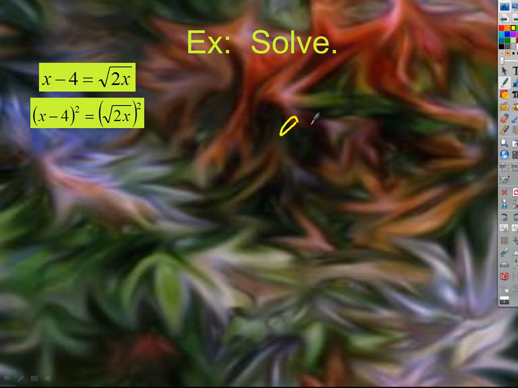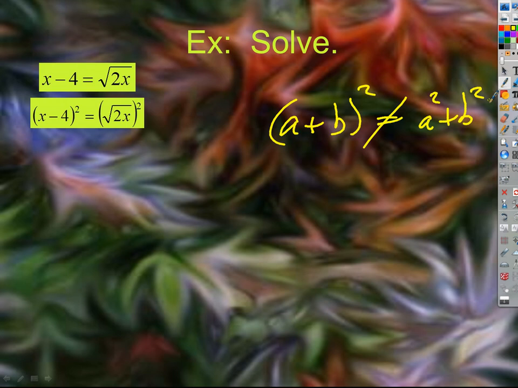Same idea. So if I square both sides here, though, you've got to be careful with this. On the right side, it's really simple. I just get 2x. But what do I get on the left side if I square the quantity x minus 4? x squared plus 16? No. More complicated, right? Remember, and this is a really common mistake that people make: (a plus b) squared is not equal to a squared plus b squared, right? It is equal to (a plus b) times (a plus b), which I'd have to FOIL out.